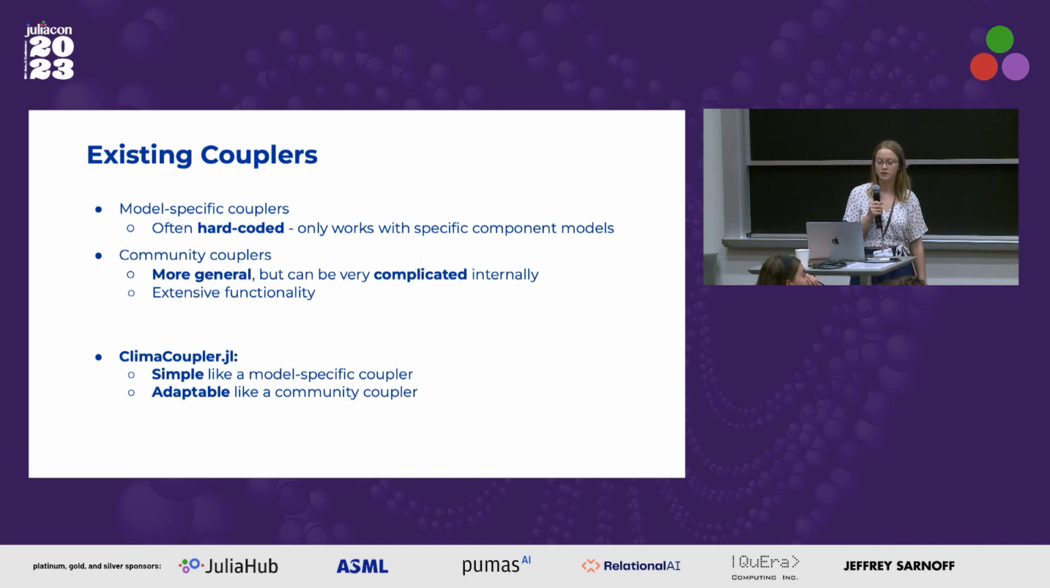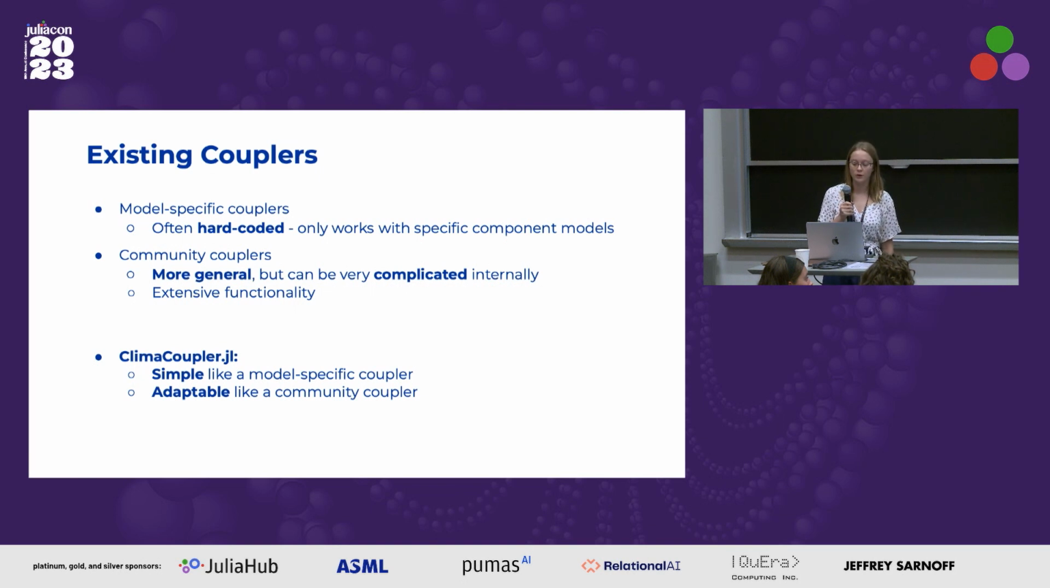We also have these more widely used community couplers, which are often very powerful and very general, able to be used with different types of component models, even if these component models aren't designed with this coupler in mind. And so this is a very useful trait to have. We want to be able to reuse this code over and over rather than having to redesign a different coupler for every component model that gets written.